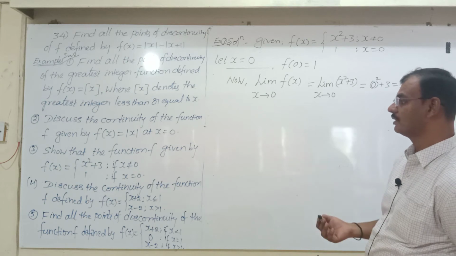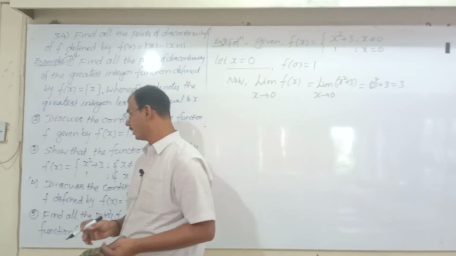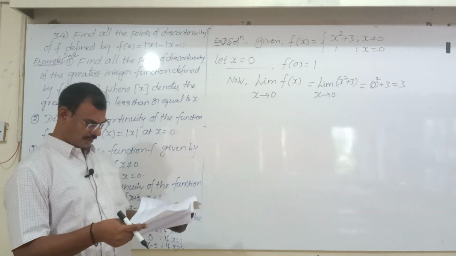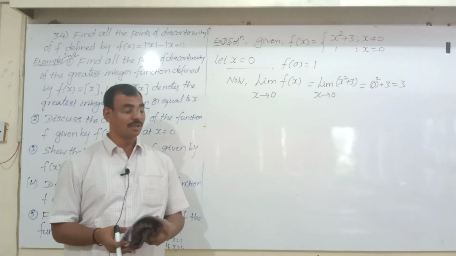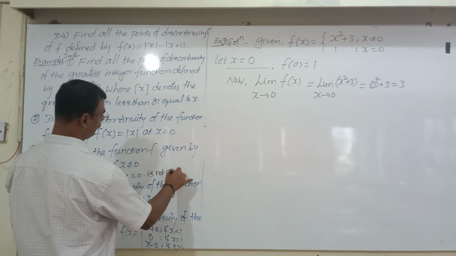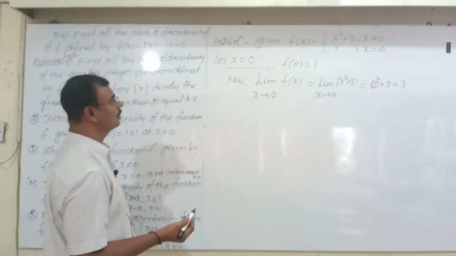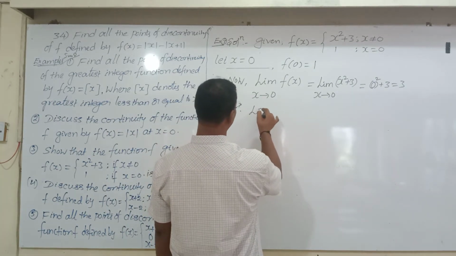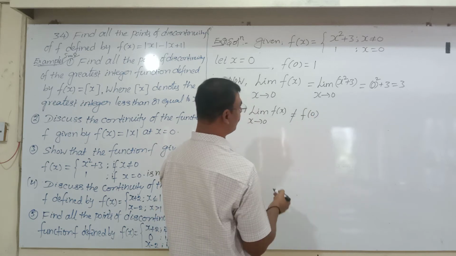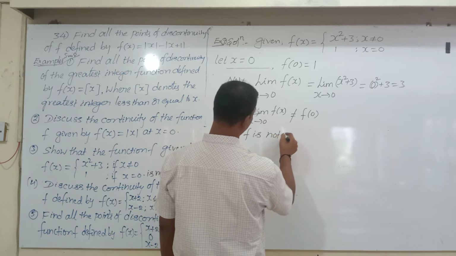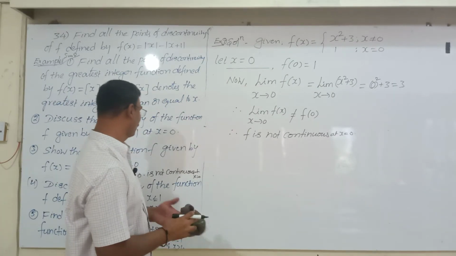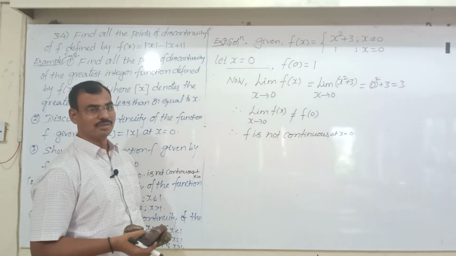Show that the function given here is discontinuous or continuous? f of x is not continuous at x is equal to 0. Therefore, is the limit of f of x as x approaches 0 equal to f of 0? No, these are not equal. Therefore, f is not continuous at x equal to 0. This much is enough. We showed that it is not continuous.